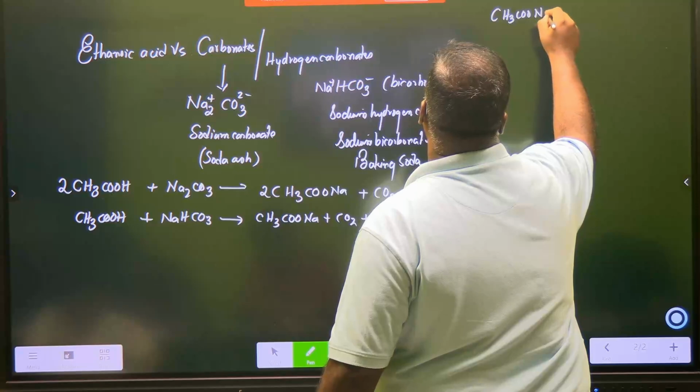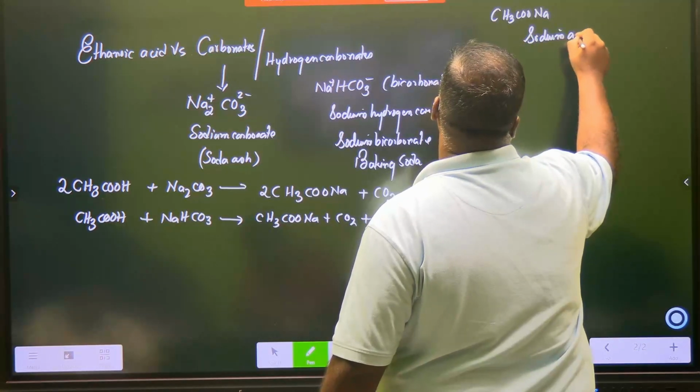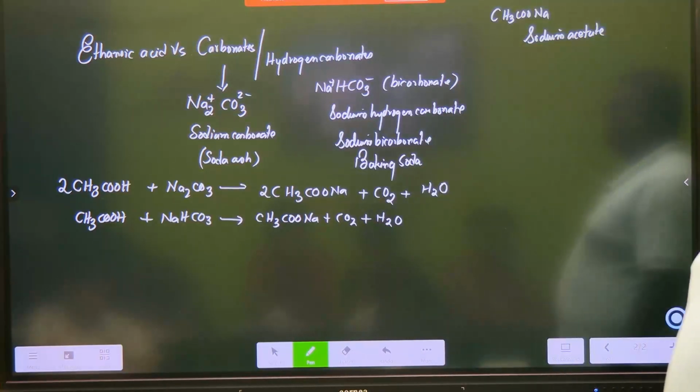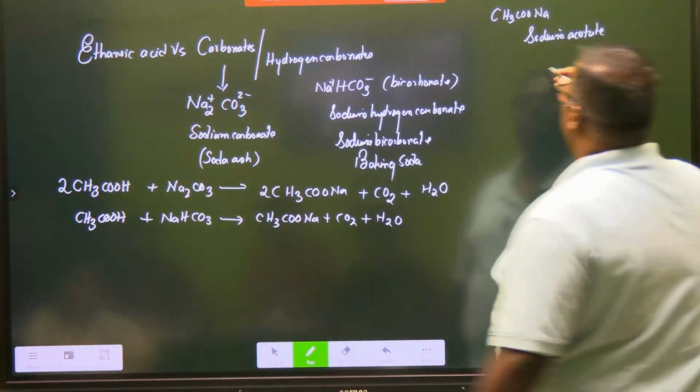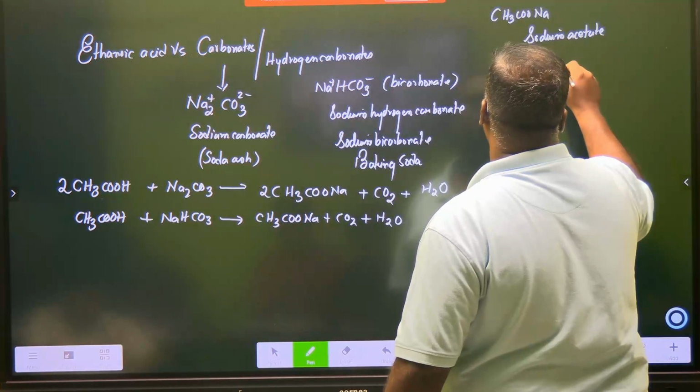CH3COONa. The trivial name would be sodium acetate, because acetic acid's name itself is trivial. So this is trivial. The IUPAC name will be sodium ethanoate.